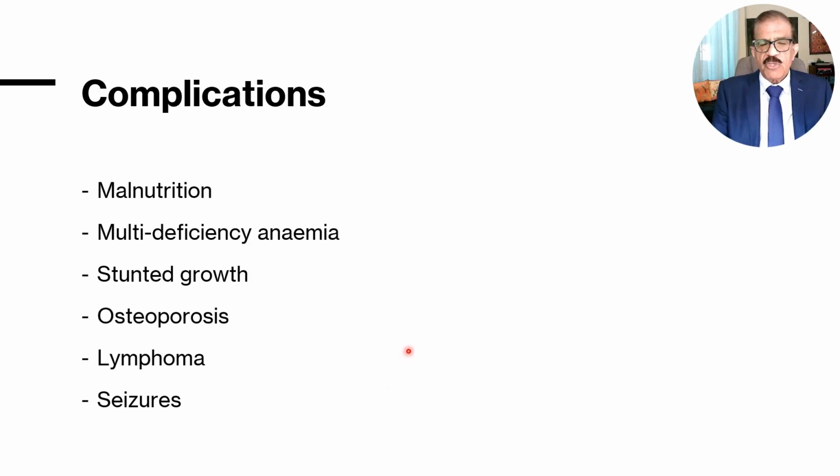Complications, if not treated, could lead to severe malnutrition and then additional complications: multi-deficiency anemia, stunted growth in children, osteoporosis in both genders. Occasionally it may be complicated by lymphoma because there are abnormal lymphocytes infiltrating into the gut. They may cause a tumor formation and there may be seizures. So all these are complications of only undiagnosed, untreated cases.